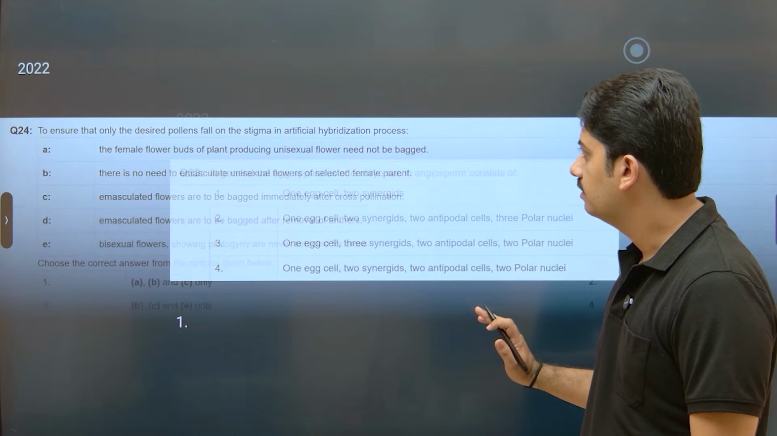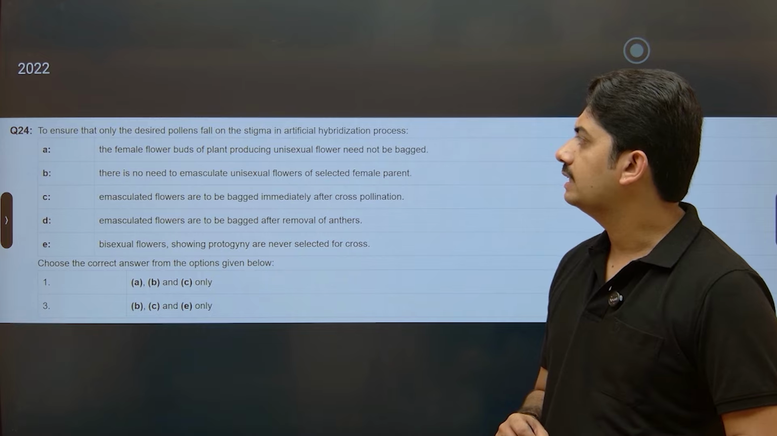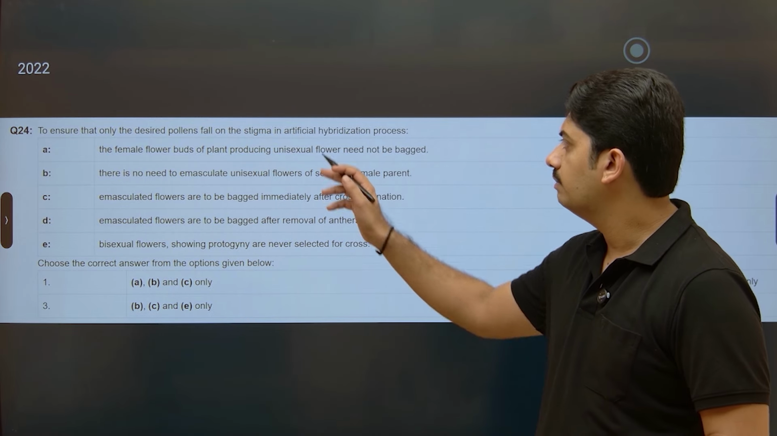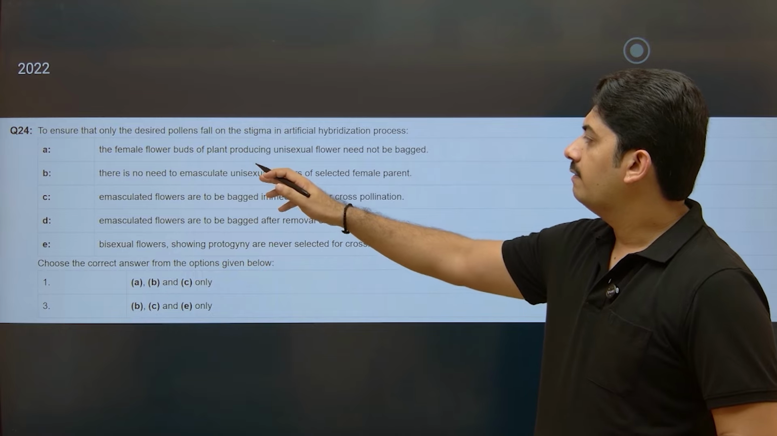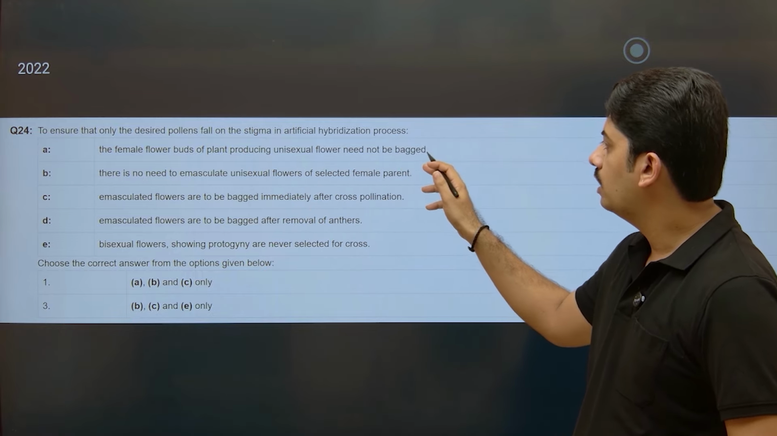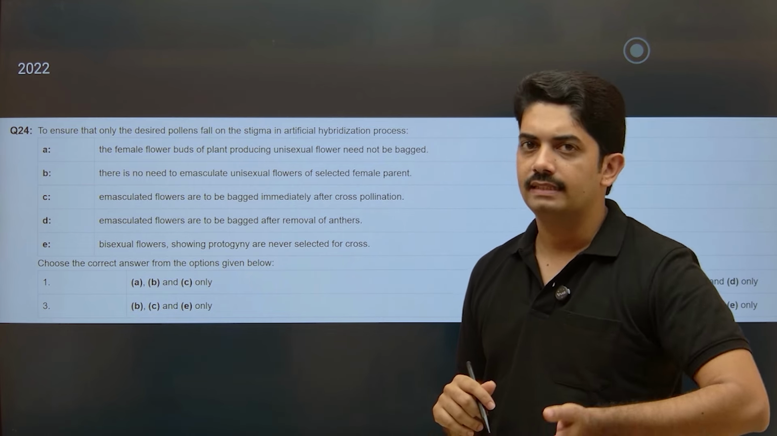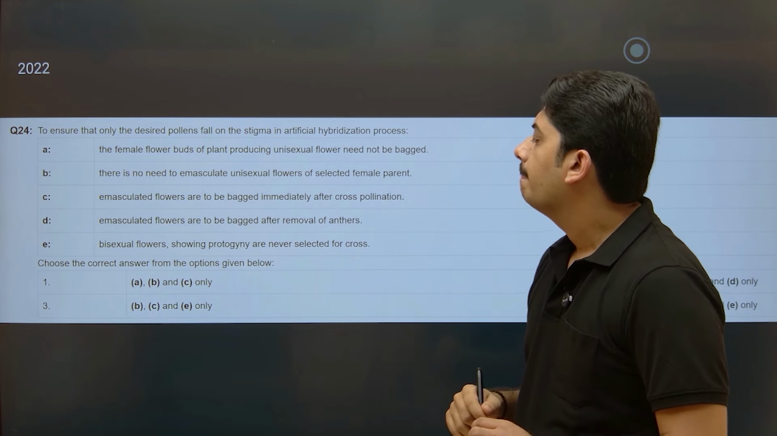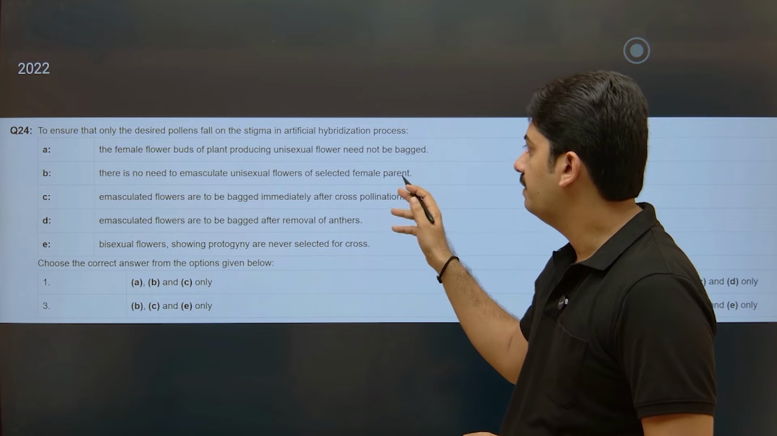Answer is 1. To ensure that only the desired pollen falls on the stigma in artificial hybridization, the female flower buds of the plant producing unisexual flowers need not be bagged. Let us see all the statements and then come to the conclusion. There is no need to emasculate the unisexual flowers of the selected female parent.